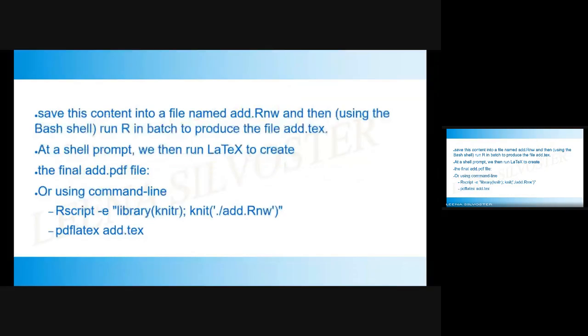Save this content into a file called add.rnw, and then run R in batch to produce the file add.txt. At the shell, we then run LaTeX to create a final output add.pdf, or use the command line prompt like this: Rscript -e library knitr, knit add.rnw. After that, the output will be a LaTeX file.